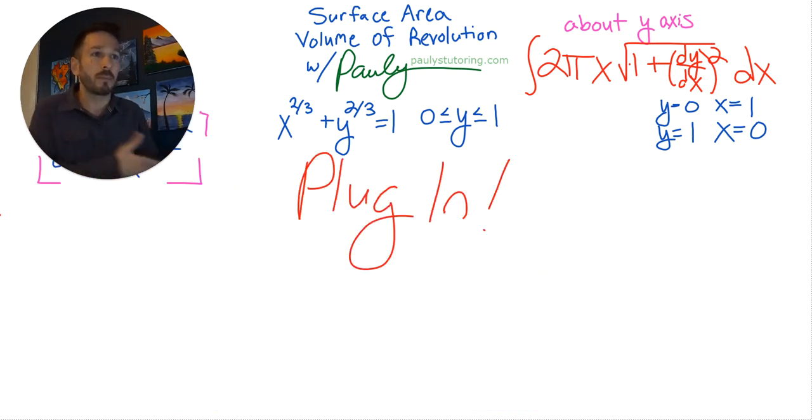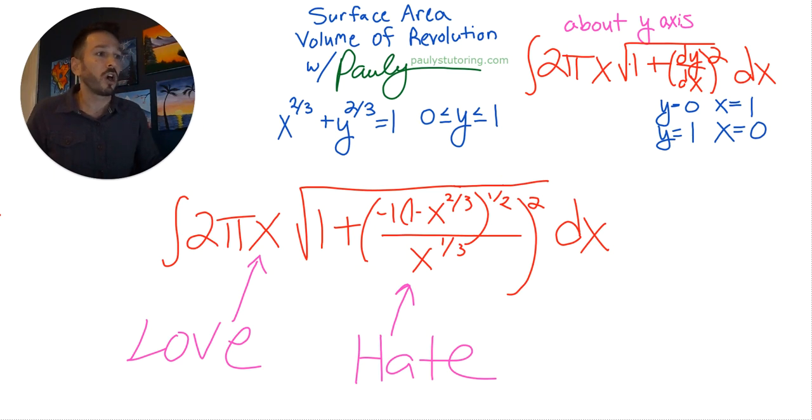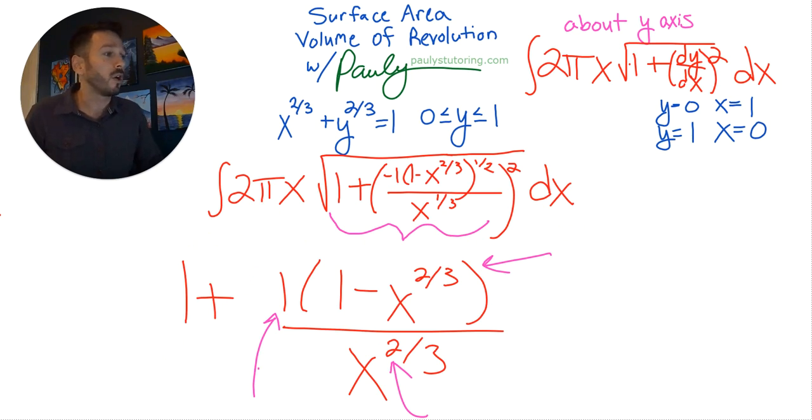Okay, now it's time to plug into our formula. So we love the 2 pi x, right? X isn't a function, it's just x this time. But we hate what's on the inside of the root. That is the real problem here that we have to solve. So it's all about rules of exponents. It's all about algebra and simplifying. So we do that, okay?